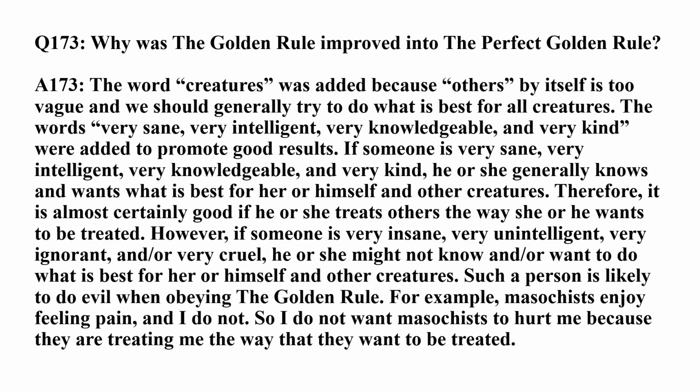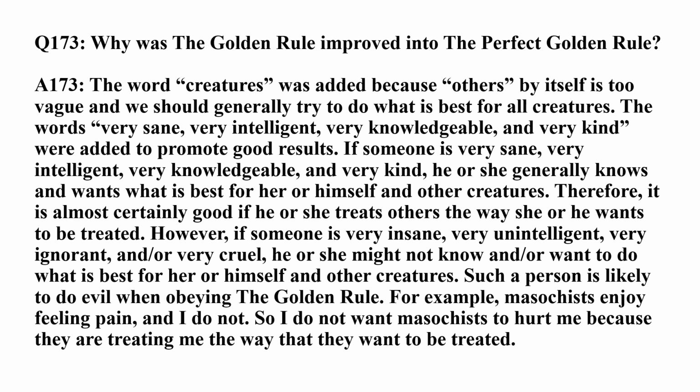Question 173. Why was the Golden Rule improved into the Perfect Golden Rule? Answer 173. The word creatures was added because others by itself is too vague, and we should generally try to do what is best for all creatures. The words very sane, very intelligent, very knowledgeable, and very kind were added to promote good results. If someone is very sane, very intelligent, very knowledgeable, and very kind, he or she generally knows and wants what is best for her or himself and other creatures.